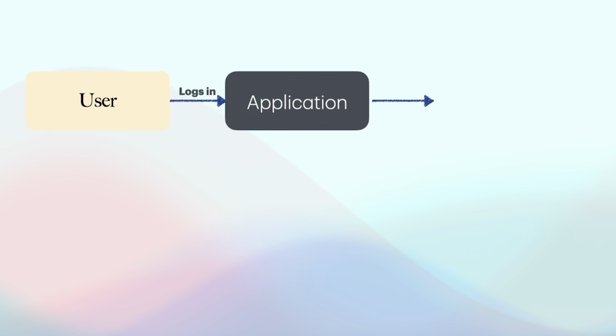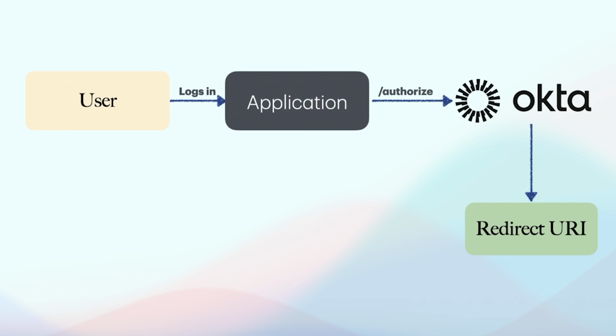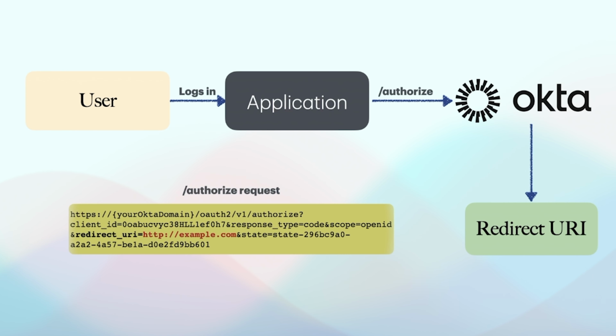Let's get into it. When a user logs in, your app builds and initiates the authorized request. After the user signs in, Okta will send them to the Redirect URI, which is a parameter that tells Okta exactly where to send the user securely after authentication. Here is an example of the authorized request. In this specific case, example.com is configured as a Redirect URI.